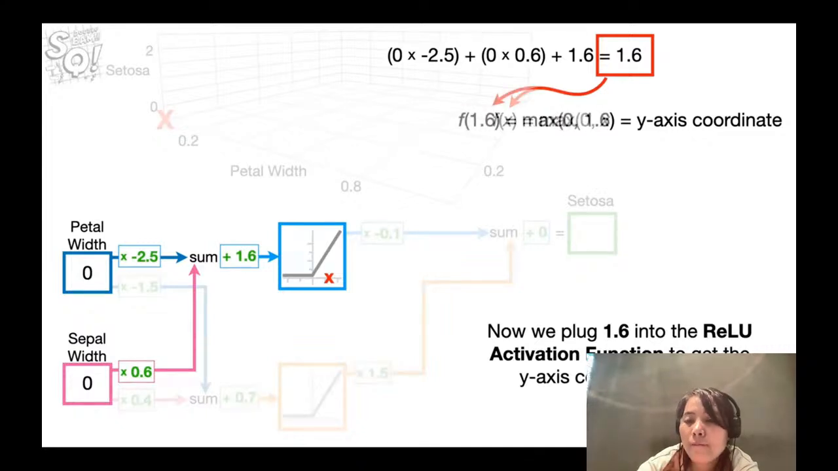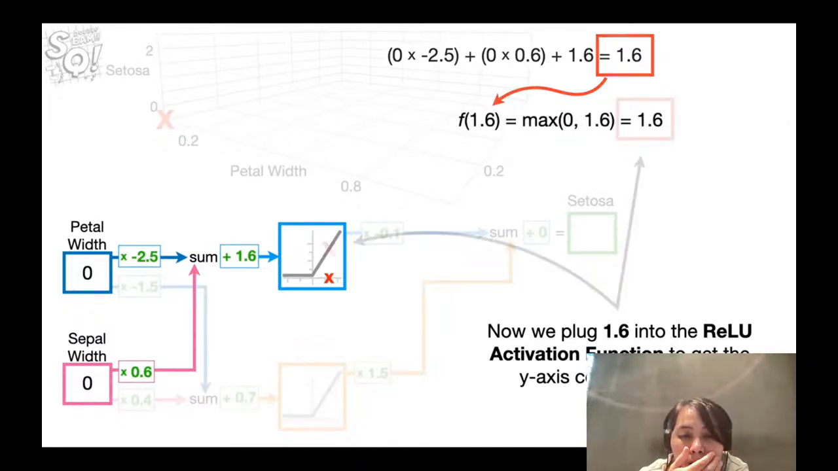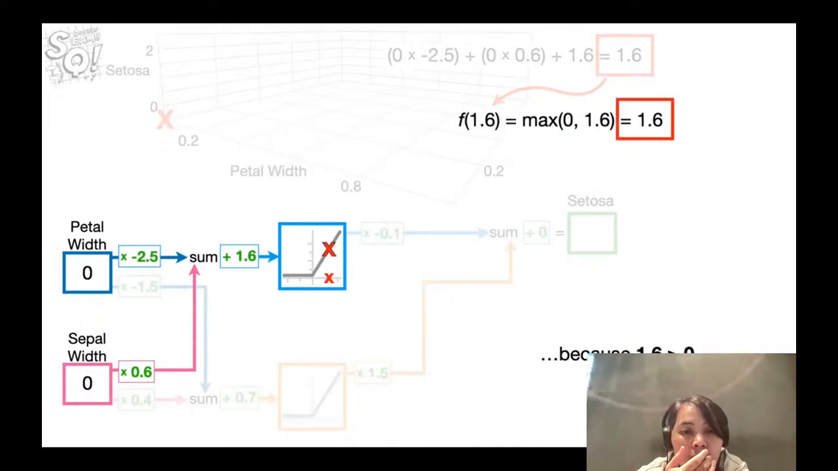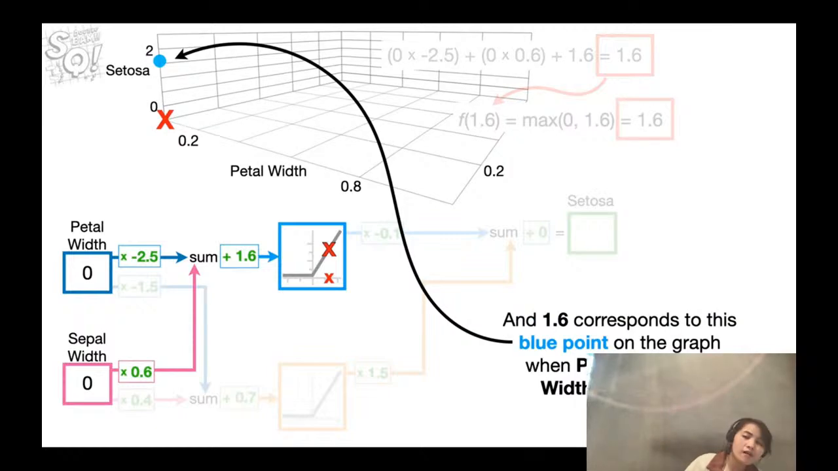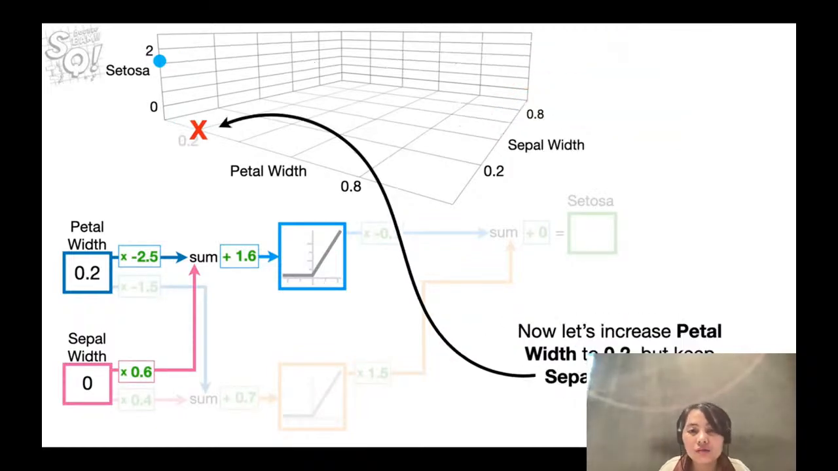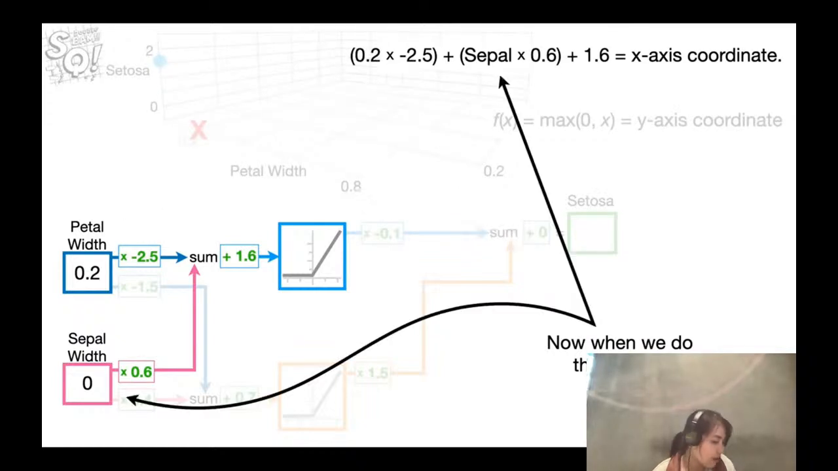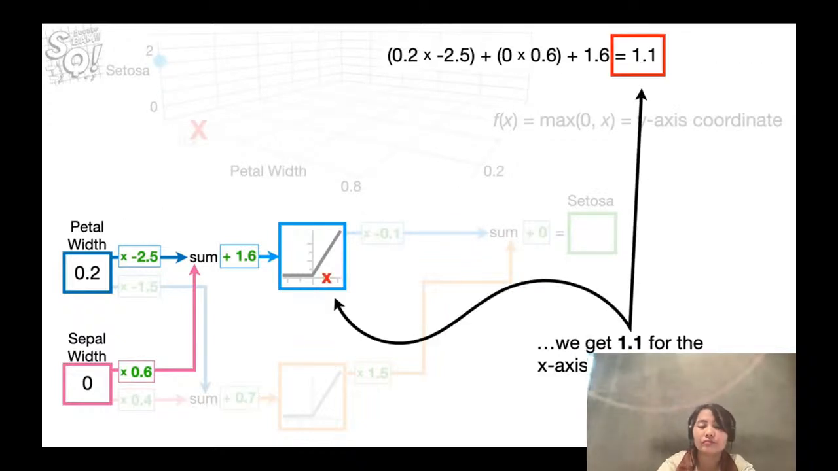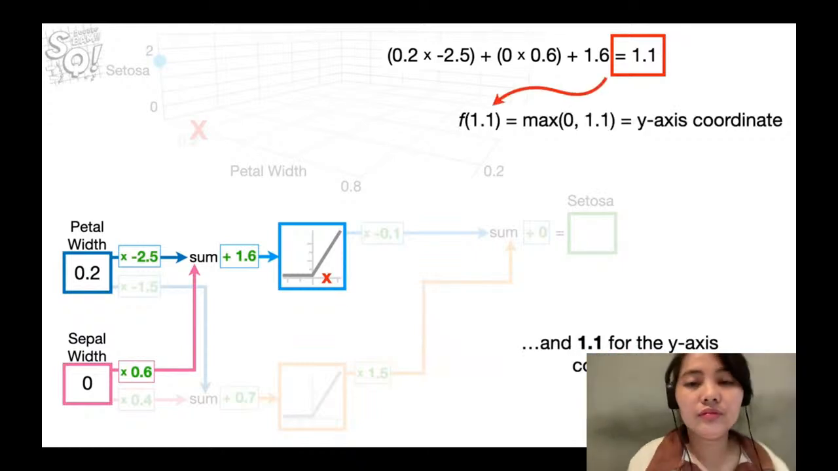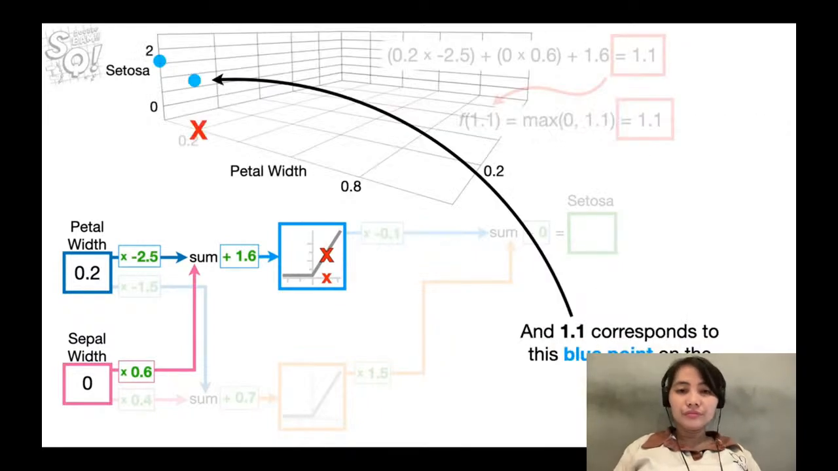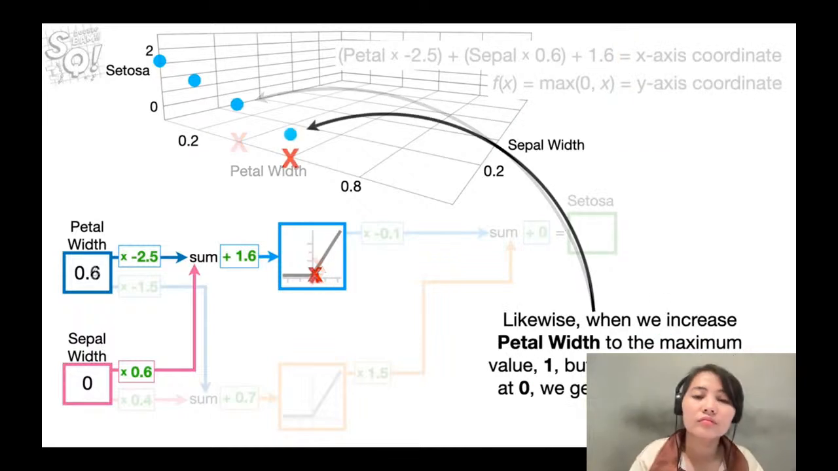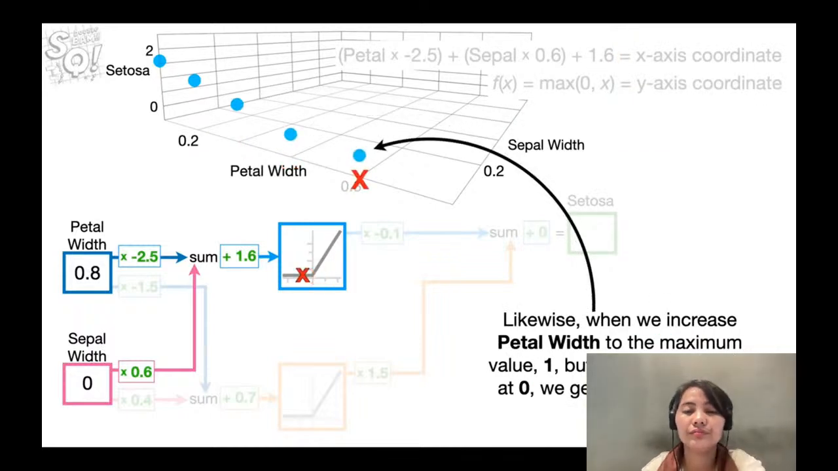Now we plug 1.6 into the ReLU activation function to get the y-axis coordinate, 1.6, because 1.6 is greater than 0. And 1.6 corresponds to this blue point on the graph when petal and sepal widths are both 0. Now let's increase petal width to 0.2, but keep sepal width at 0. Now, when we do the math, we get 1.1 for the x-axis coordinate and 1.1 for the y-axis coordinate. And 1.1 corresponds to this blue point on the graph.